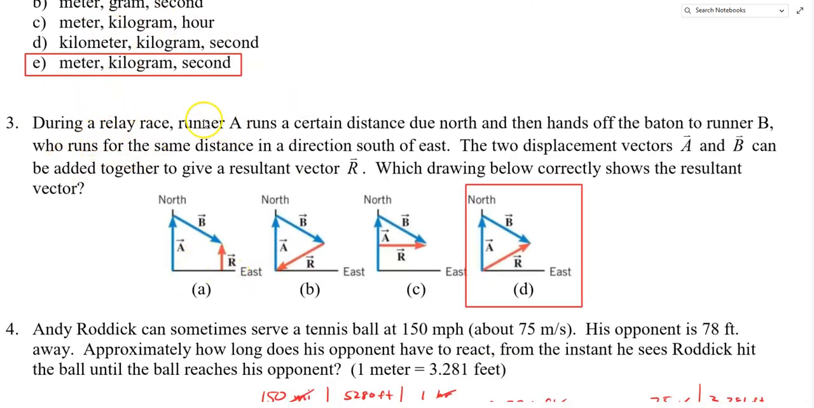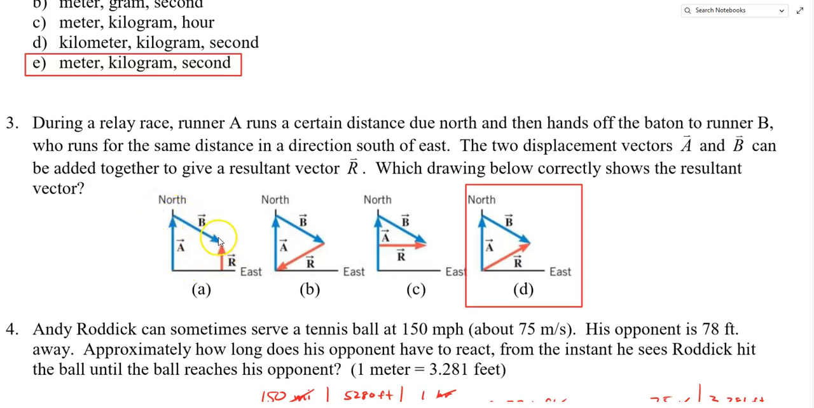Now in question number three, we're talking about a race where runner A begins the race by traveling due north and then hands the baton off to runner B, who runs the same distance but in a direction south of east. Now, we don't give a specific angle measure here, but south of east is interpreted to be southeasterly. It doesn't have to be perfectly 45 degrees southeast. So we have the displacement vectors for A and B drawn in blue here. We would like to know what the sum of those two vectors would end up being.